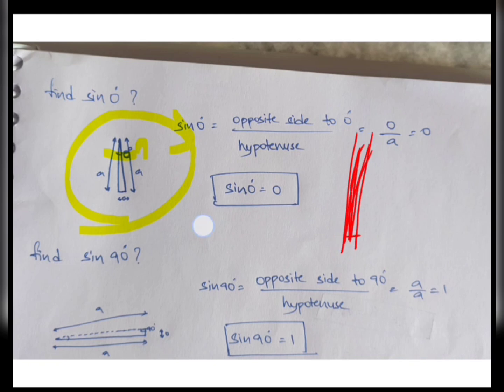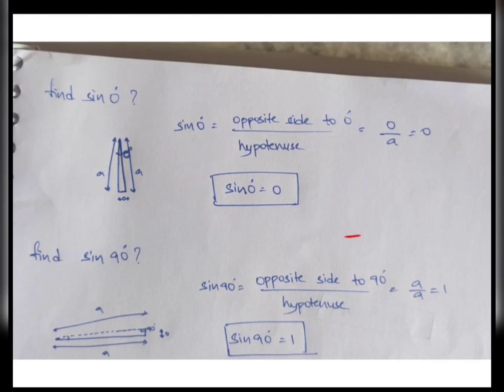So sine 0 is equal to opposite side by hypotenuse. Opposite side measures 0, and 0 divided by hypotenuse will give you the answer 0. So sine 0 is 0. When it is 90 degrees, this line definitely touches this line. It is just to show as a triangle I have given you.